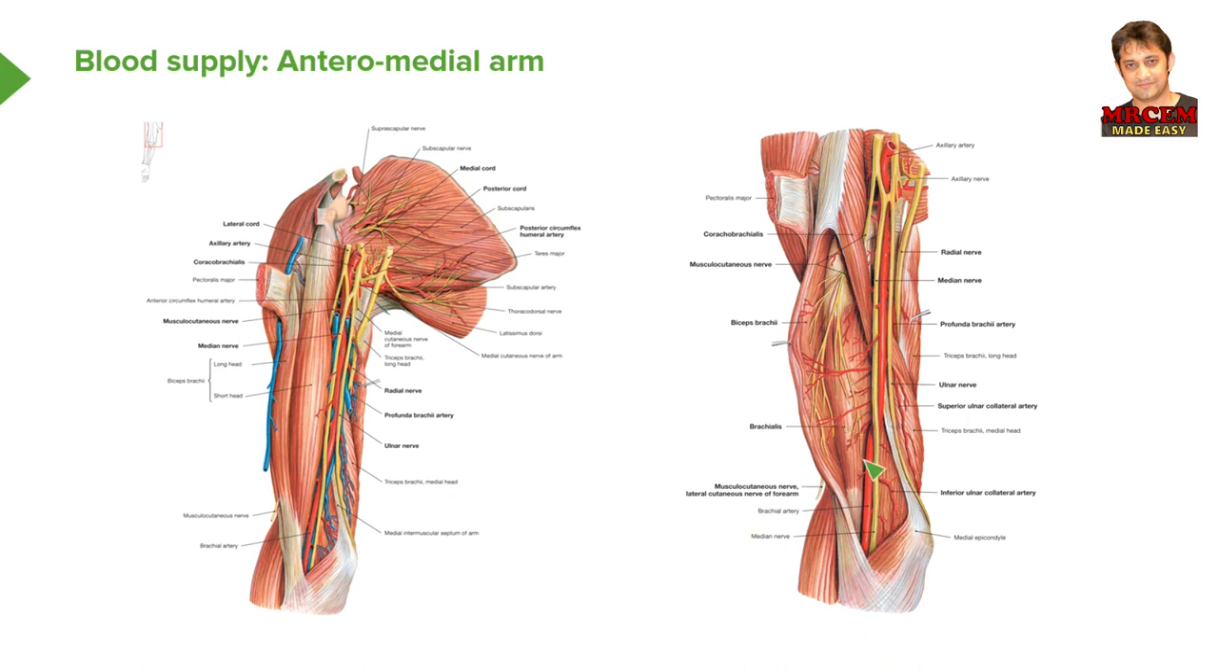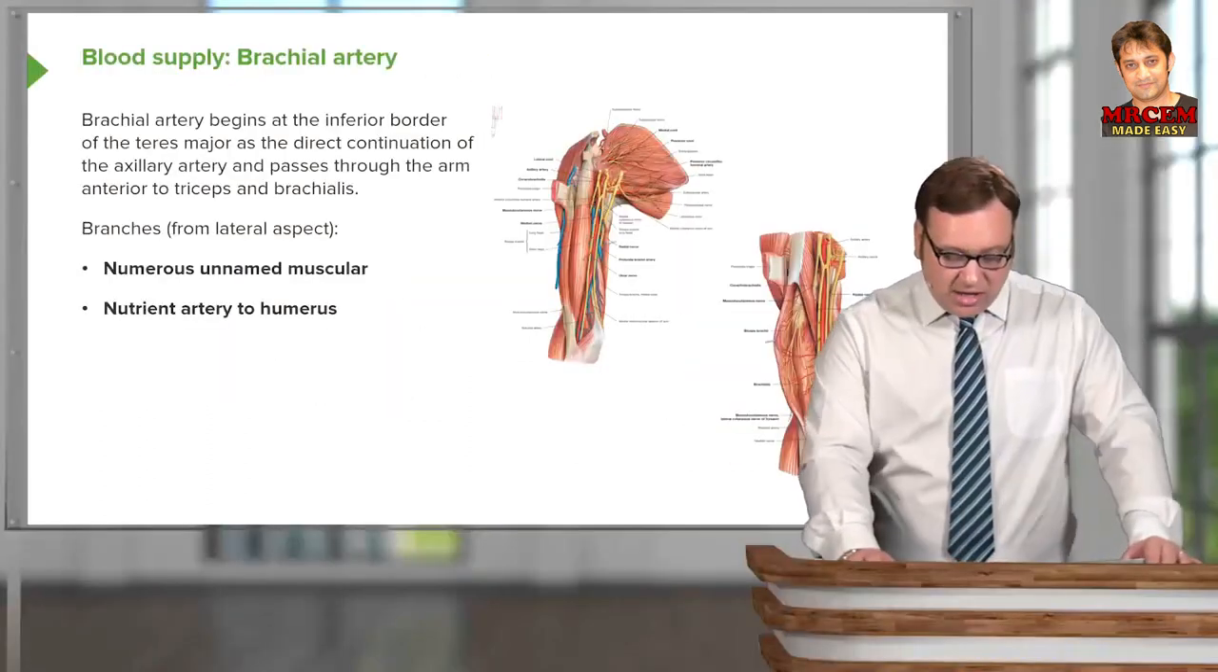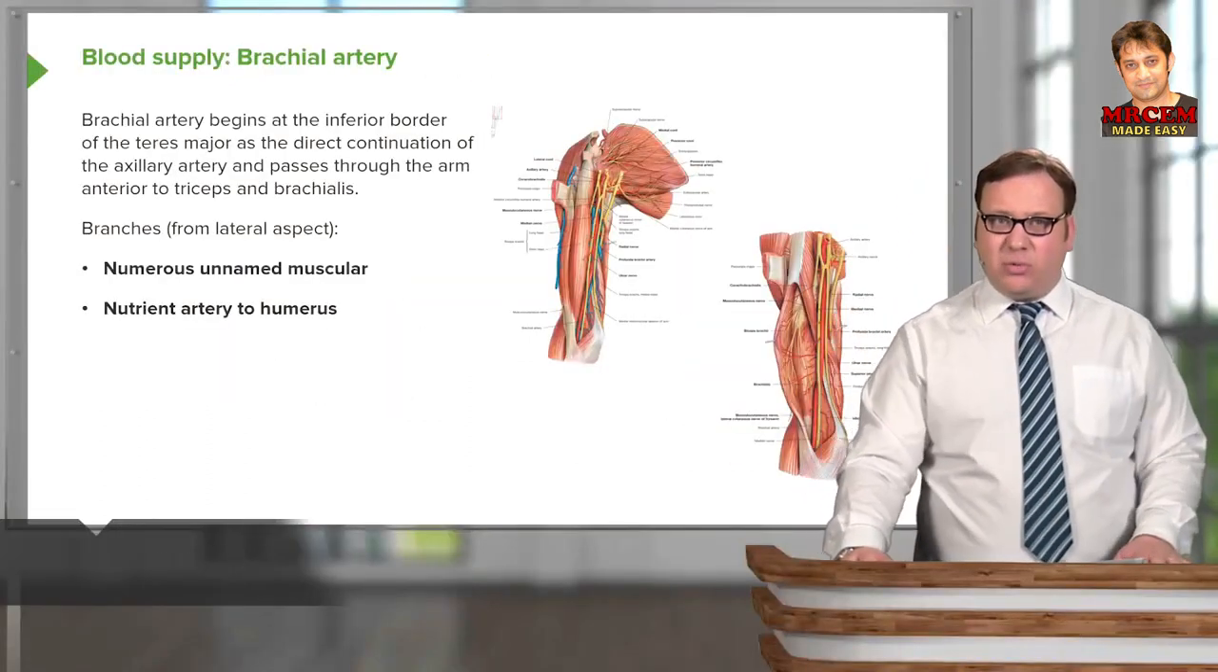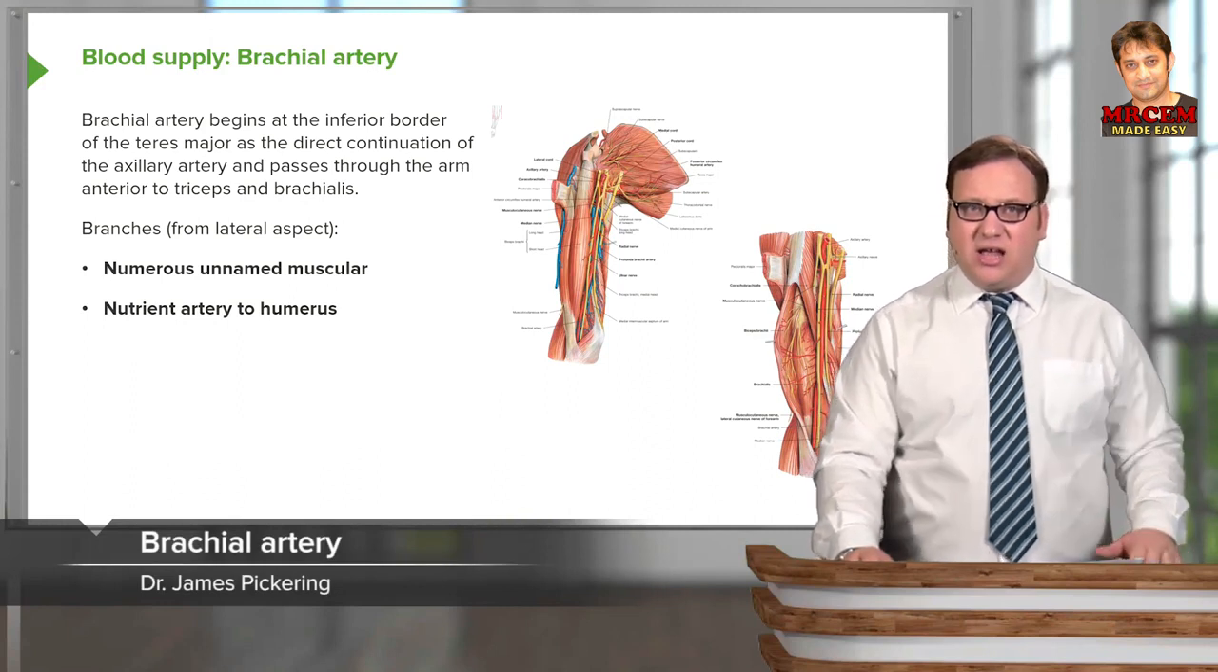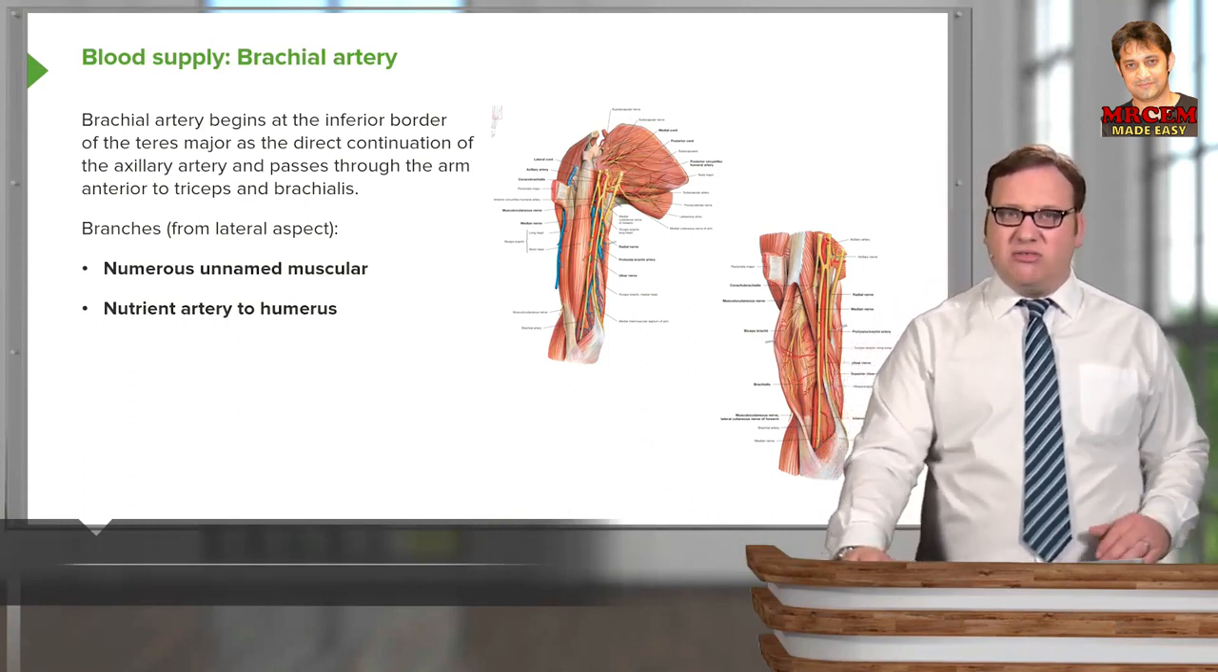And here we can see a more posterior view, and then a more anterior view, close up, with some of the muscles being dissected. We can see the brachial artery here running alongside the median nerve, and we can see various muscular branches going towards brachialis and biceps. So the brachial artery begins at the inferior border of teres major. Like I said, a direct continuation of the axillary artery.